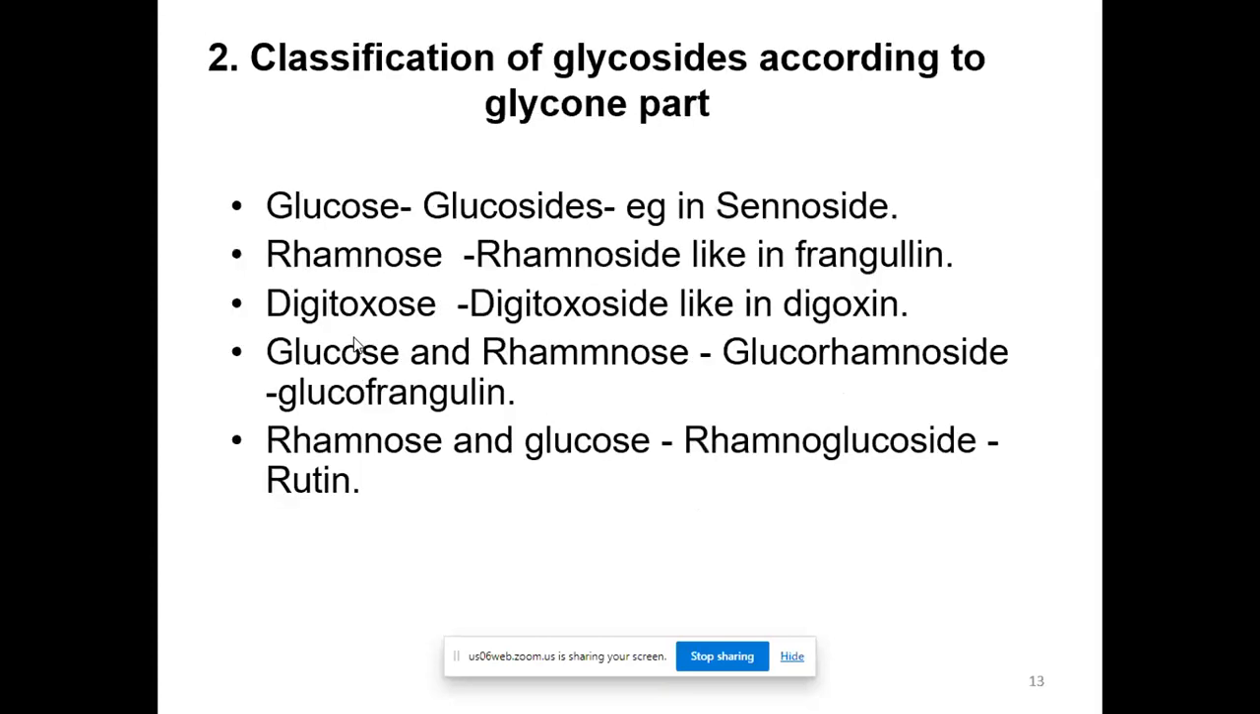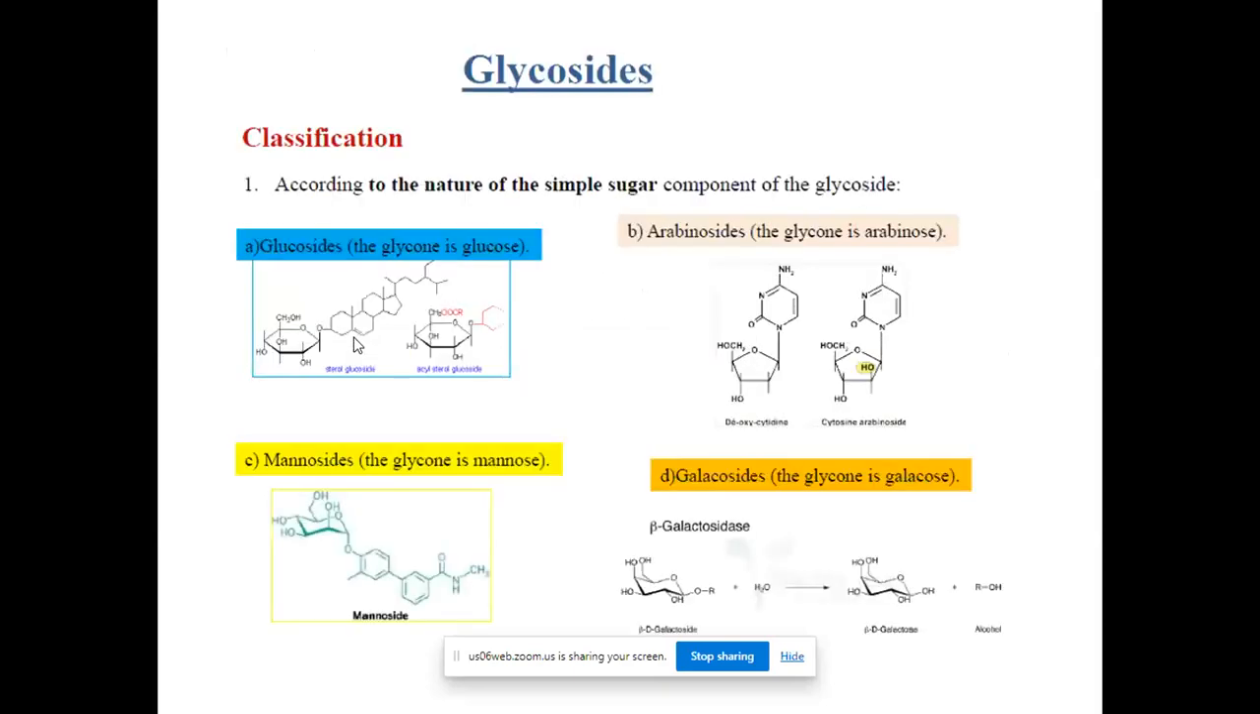They can also be classified according to the glycon part, depending on the type of sugar. For example, if glucose is the glycon part, glucosides, an example is sennoside. If rhamnose is the glycon part, we have rhamnosides, for example digitoxose, it's found in digitoxin. They can also be classified according to the nature of the sugar. The glucosides, the glycon is glucose. If it's, let's say, mannosides, the glycon is mannose.